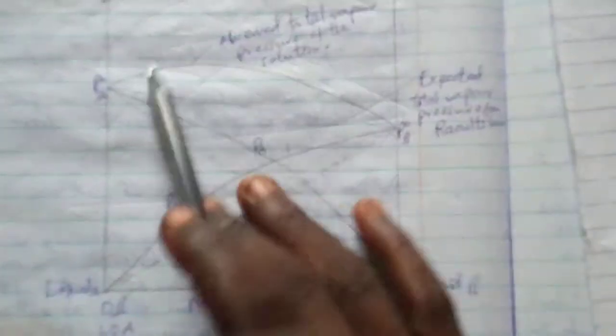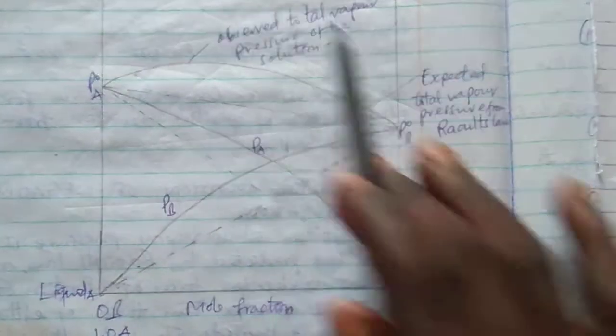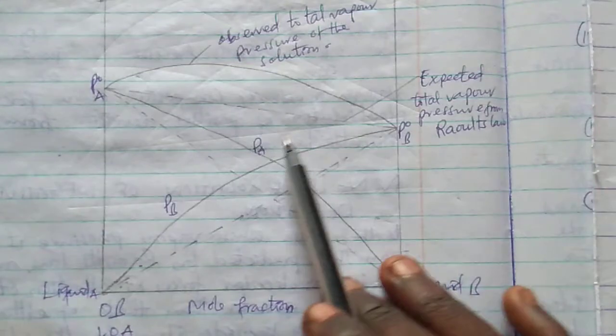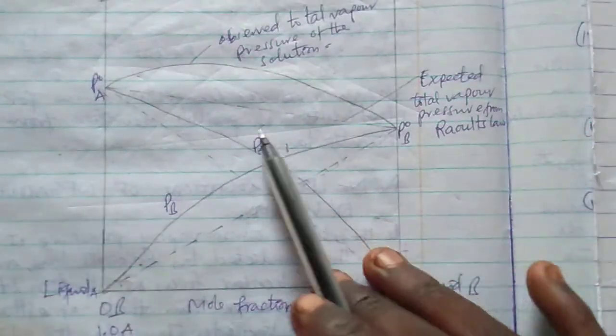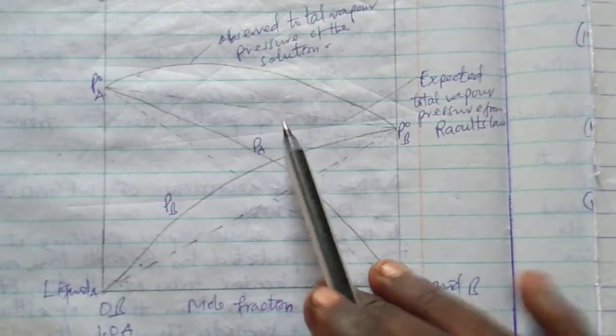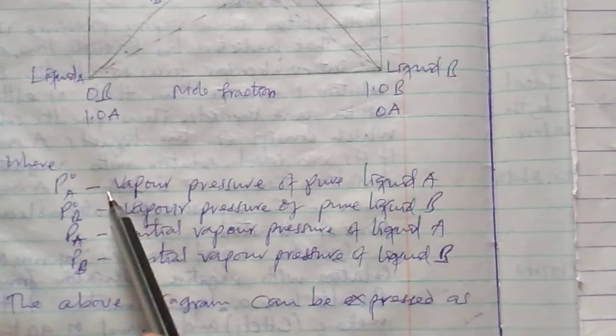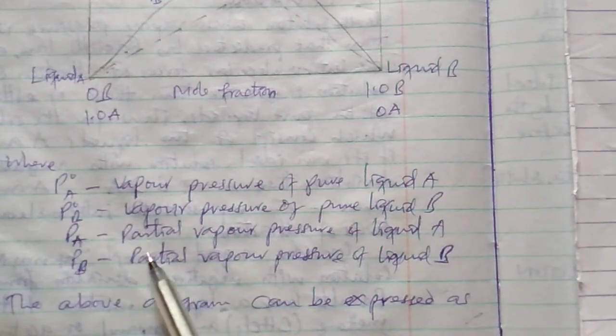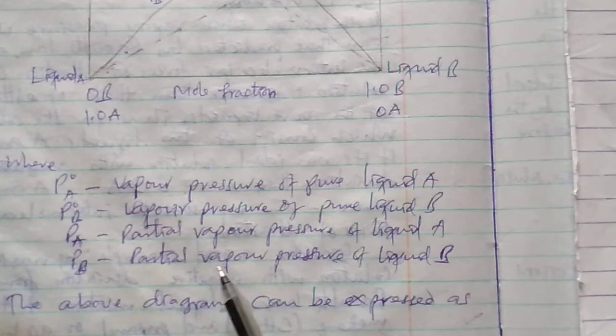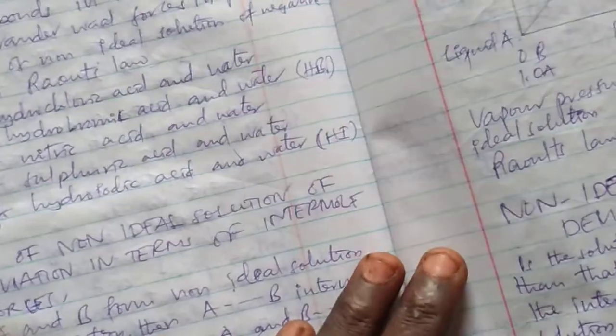So pressure vile vile, observed total vapor pressure of the solution. This is expected. Hichi ndicho tulichokiona kwenye positive deviation. But this dotted line is expected from Raoult's law. Kwa hiyo hizi explanation zote, na I hope hizi labeling zote nazifahamu. Pure pressure of A, pure pressure of B, then partial pressure of A and partial pressure of B. Now from the diagram, hivyo ndivyo ambavyo tuna mark the end of discussion.